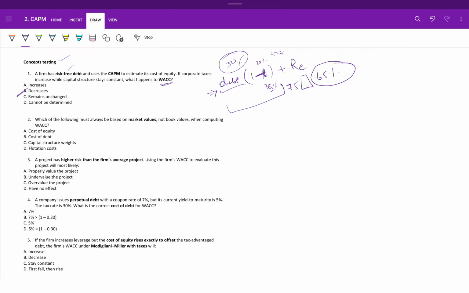Okay, let's move to question number two. Which of the following must always be based on market values and not on book values when computing the weighted average cost of capital? We talked about the capital structure weights. The weights we use should be based on market value, not on book values.